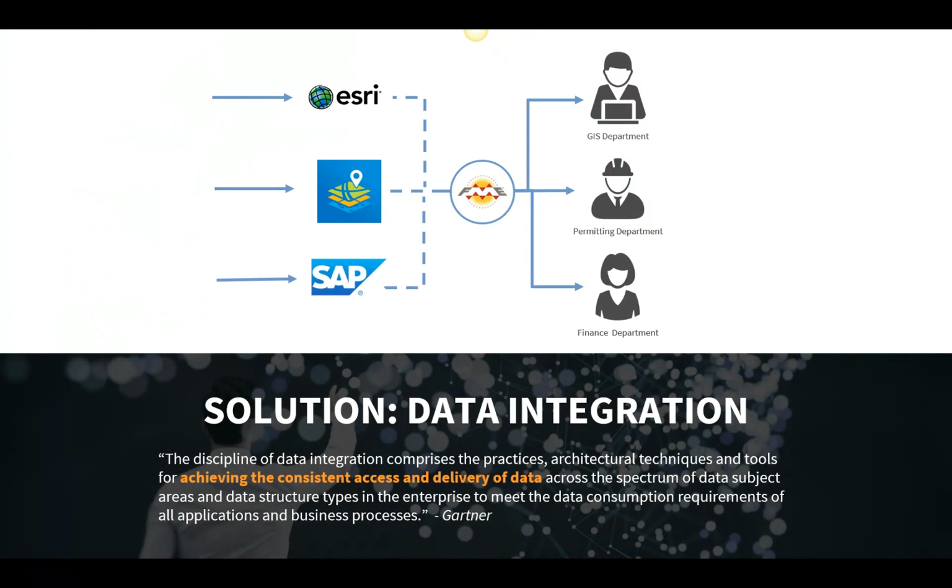FME is a data integration solution. It's an application that lets us pull data from many different data sources. And so here we see some examples such as Esri and SAP. It doesn't all have to be spatial, but FME comes from a strong spatial background, and so there's a lot of spatial capabilities built in. And the idea is to be able to provide data as needed in the form needed to different departments or different systems automatically.